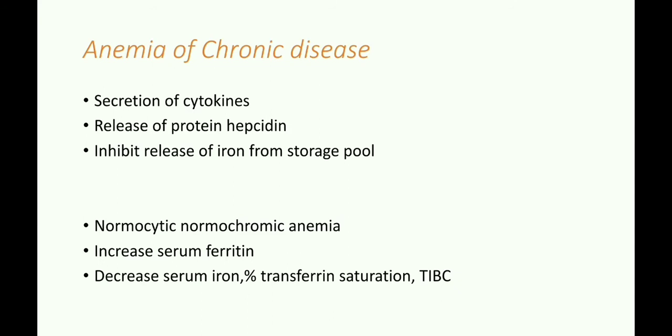Here in this anemia of chronic disease, usually it is not going to affect the morphology of the RBC. That means usually you get normocytic normochromic anemia, but at the same time only in some cases you can get microcytic hypochromic anemia. So usually you can say in anemia of chronic disease you get normocytic normochromic anemia.